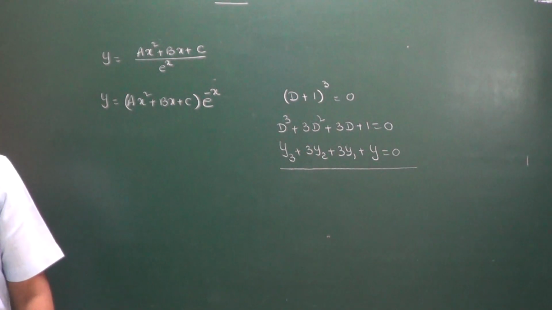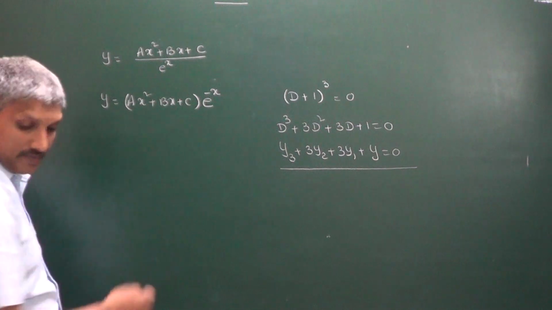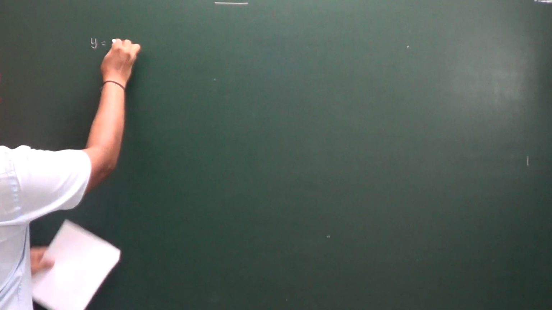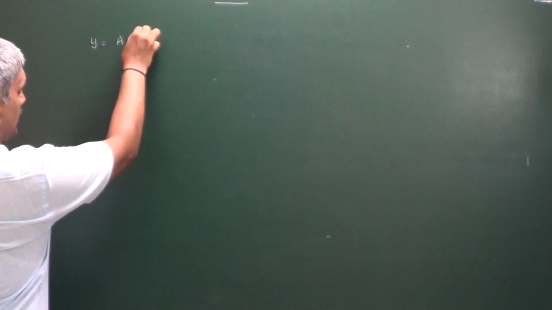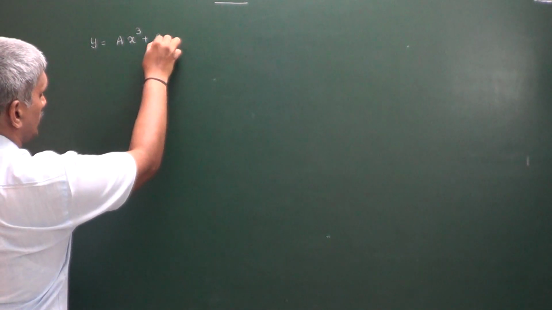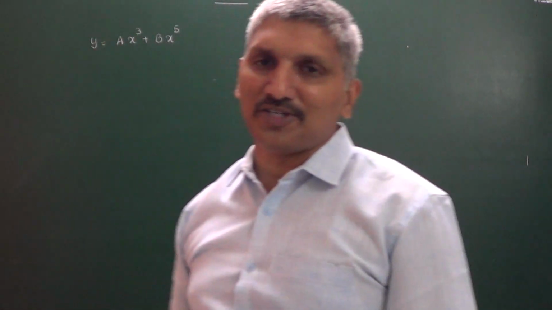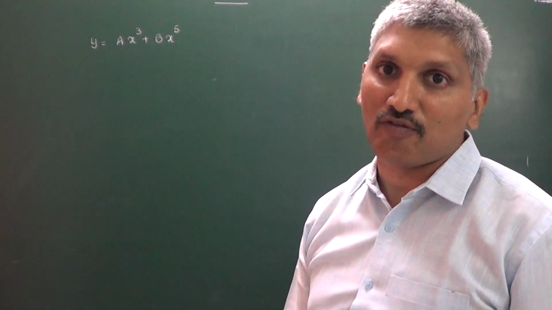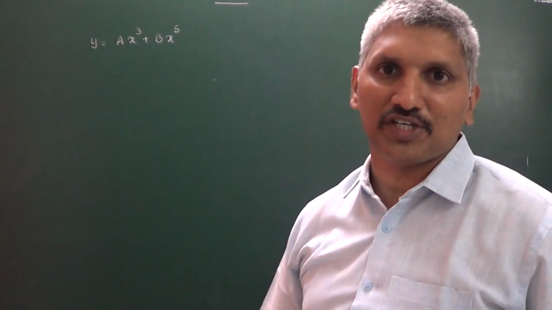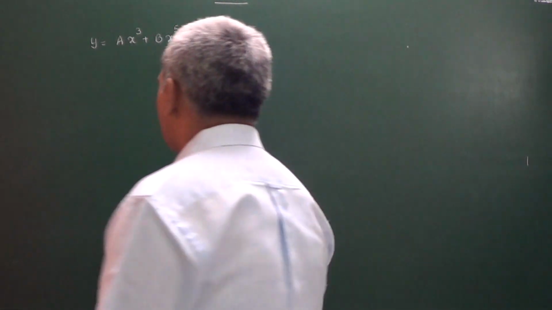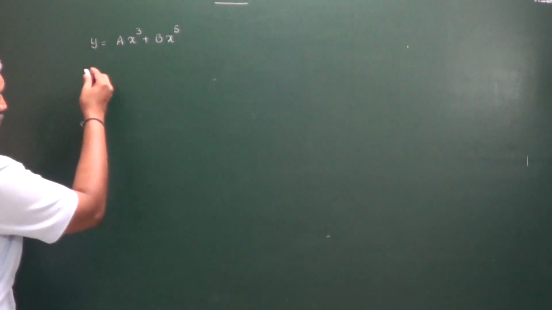Suppose the question is given now like this. I will discuss this question with the regular method and also how to do the same question an easy way. The question is: y = a x³ + b x⁵. We have to form a differential equation for this family of curves. Two arbitrary constants are there, so we have to differentiate two times and eliminate the arbitrary constants.